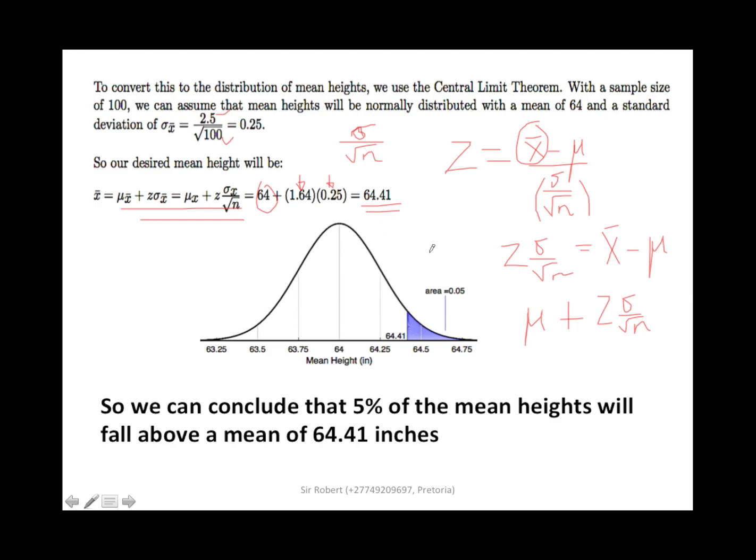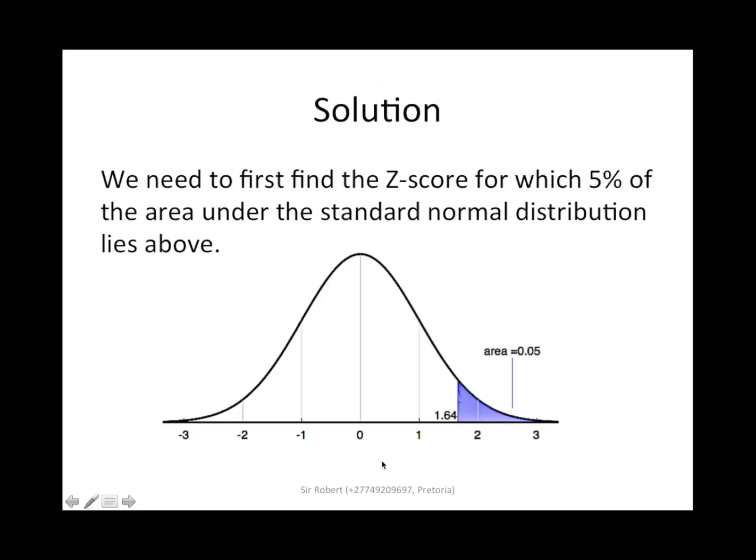So when you redraw it, you know that 64.41 is somewhere here. So we are looking for the mean height. So we can conclude that 5% of mean height will fall above a mean of 64.41 inches. So let's attempt.